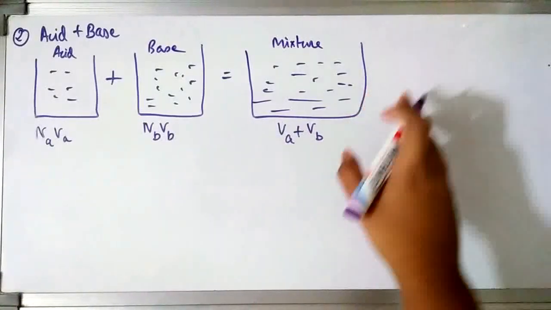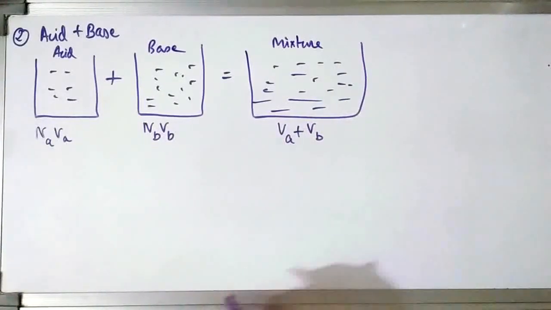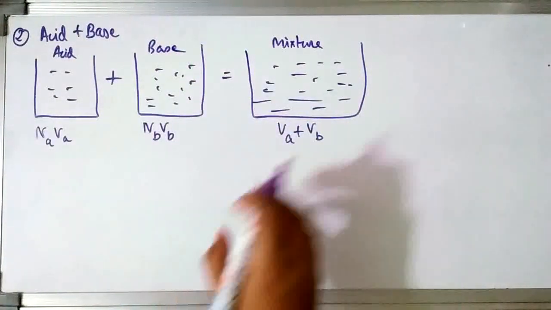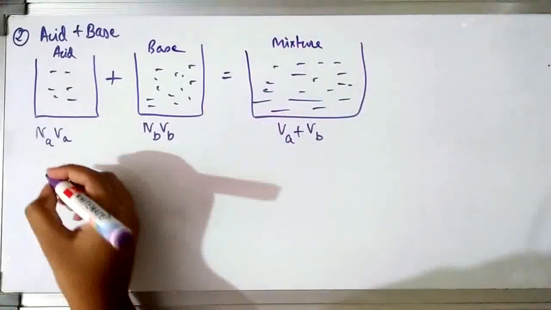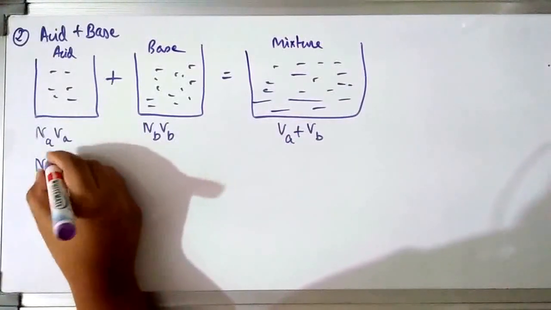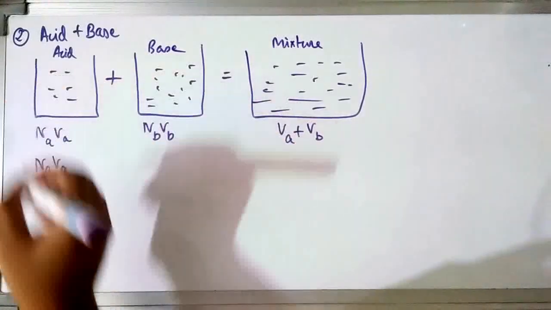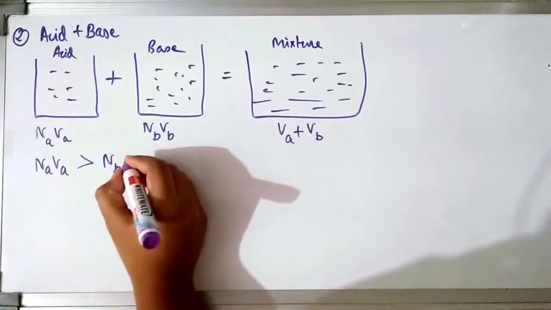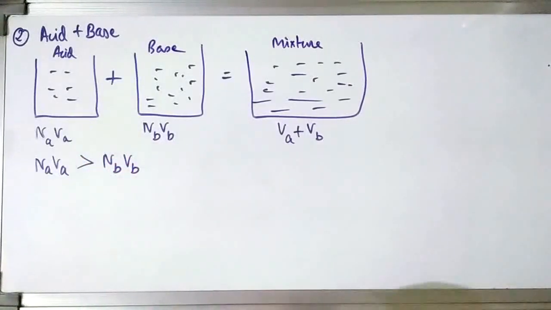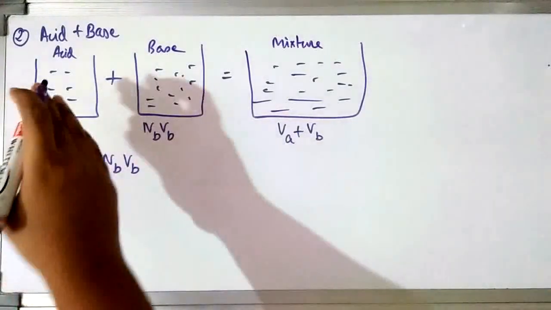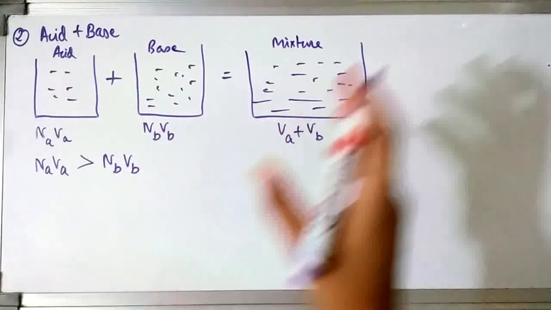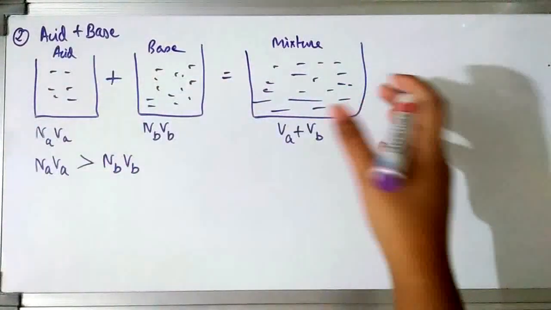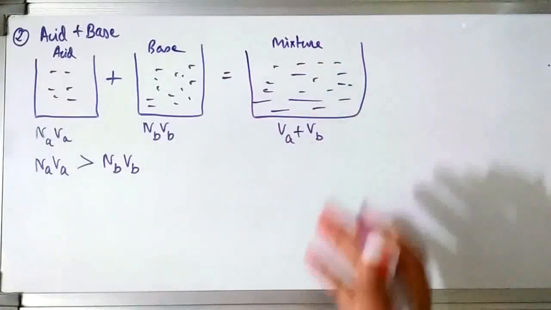Now to find whether the mixture will be acidic or basic, we have to know about the gram equivalents. Suppose the acid has some gram equivalents, the base has some number of gram equivalents, and both of them get added up. The gram equivalents of acid is NaVa. If the gram equivalents of acid is more than the gram equivalents of the base, then the mixture will be acidic, because there will be more acid in the mixture.